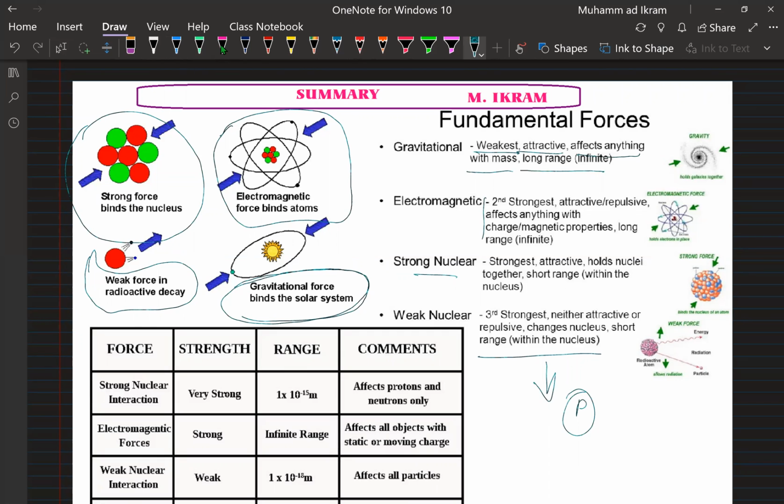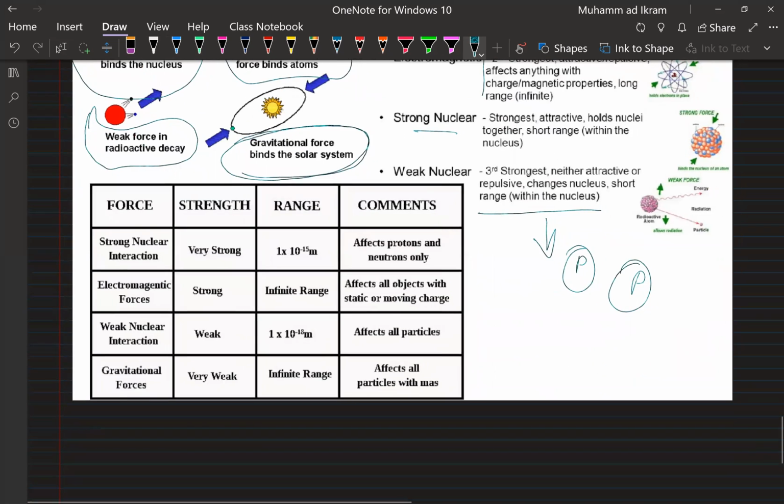That is for the making of neutron and proton, which are composite particles, unlike the electron, which is a fundamental particle. So here are the forces, their strength and their range. Strong nuclear force: very strong, very short range, affects protons and neutrons only. Electromagnetic force: strong, infinite range, affects all objects with static or moving charges. Weak nuclear force: weak, affects all particles. Gravitational force: very weak, infinite range, affects all particles, weak because of small g, as I already told. But when it comes to massive objects, it is not weak, it is stronger, right?